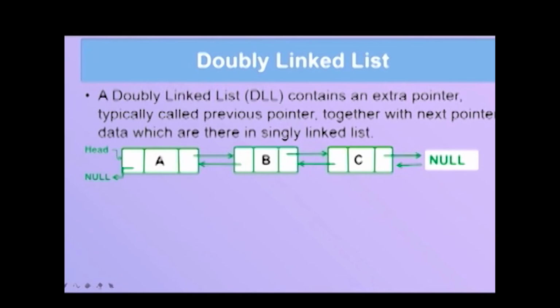The previous pointer of the first node is actually null, so the next pointer is pointed to the next node, and the previous pointer of this node is pointed to the previous node, right? In this way, a doubly linked list is created. The next pointer of the last node is null. So this is the way a doubly linked list is created. This is the previous pointer, this is the data field, and this is the next pointer.